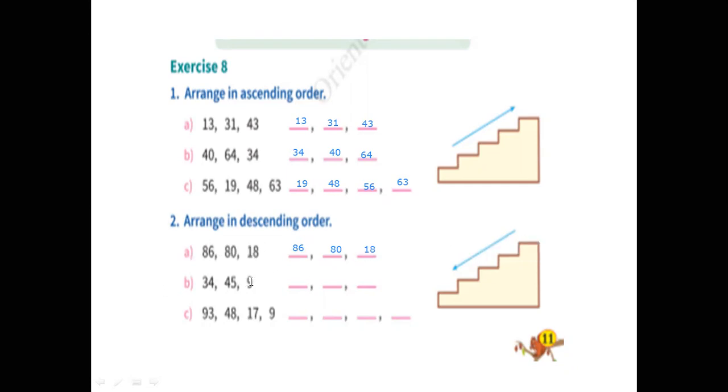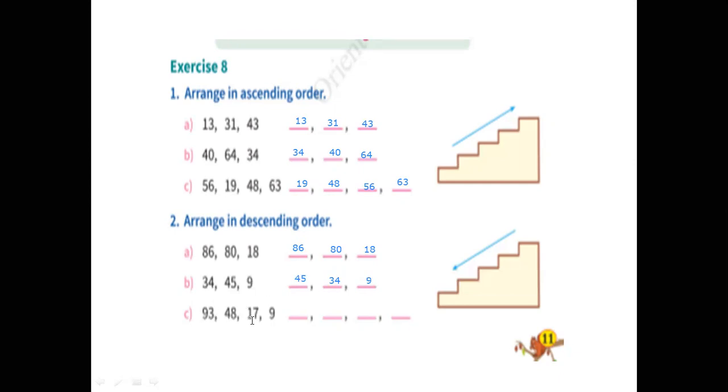The same way we will do the B sum. 34, 45, 9. Which is the biggest number here? Yes, 45 is biggest number. 45 we have wrote. When we compare 34 and 9, which is the biggest? 34 is biggest. So we will write 34 here. Okay. Now the smallest. Comparing these three numbers, which is the smallest? 9 is smallest. So we are writing 9 in the last. Biggest to smallest we have arranged. That is descending order.